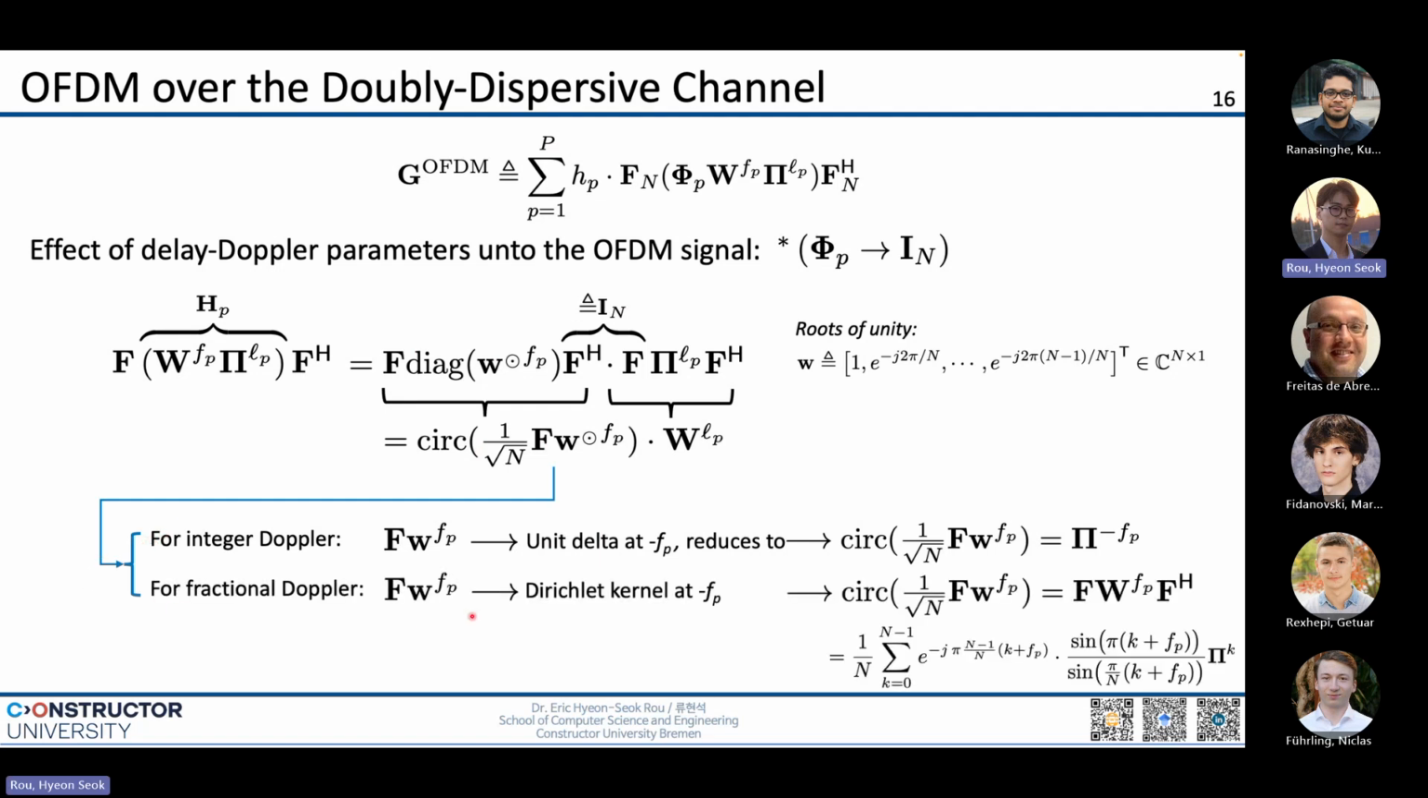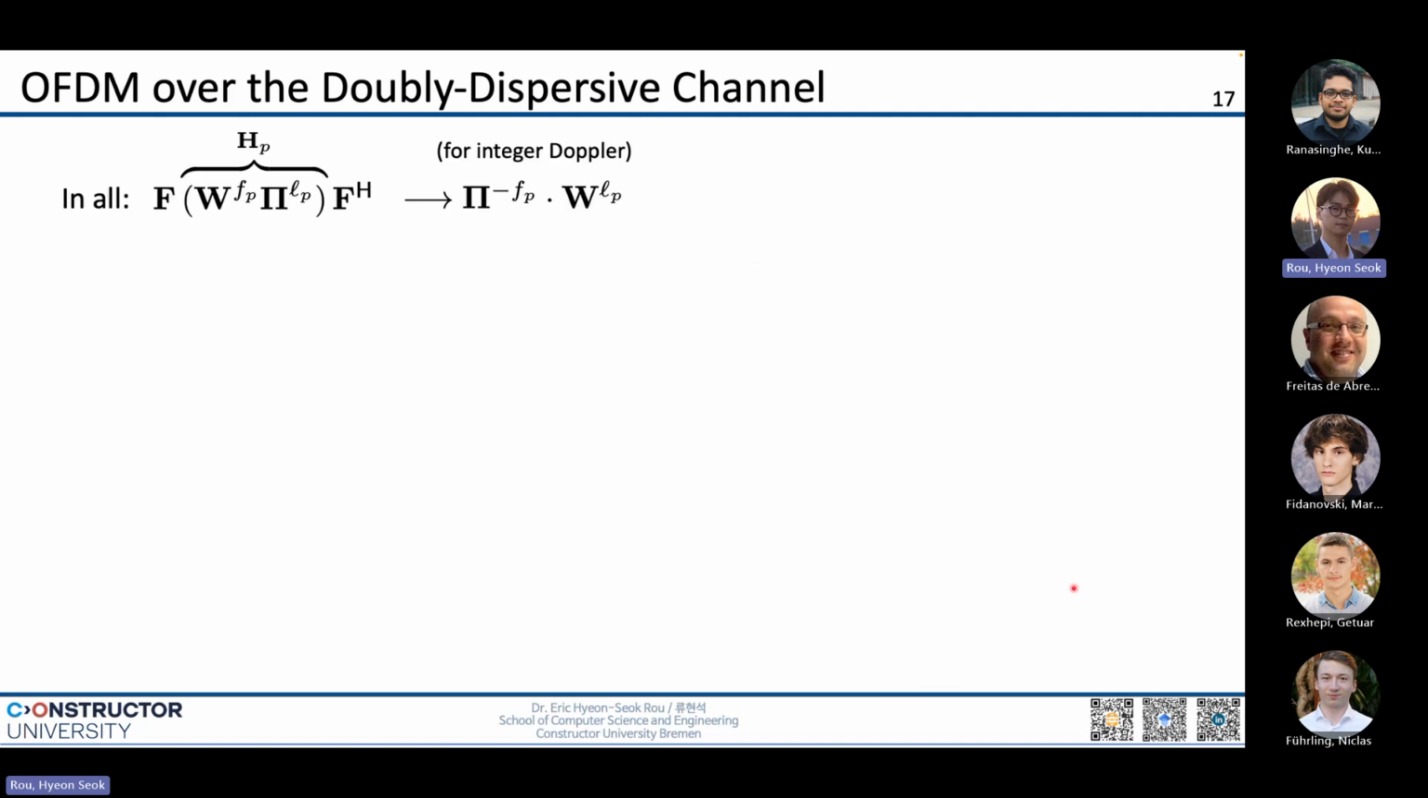For fractional Doppler, we have not a unit delta, but the spectrum would give us a Dirichlet kernel, which is also centered at f_p. So this is close to a unit delta, but has some fading leakages on the sides, given by this Dirichlet kernel with the ratio of the sines. And now we can represent this as the original matrix left and right conjugated by the Fourier, for the sake of representation.